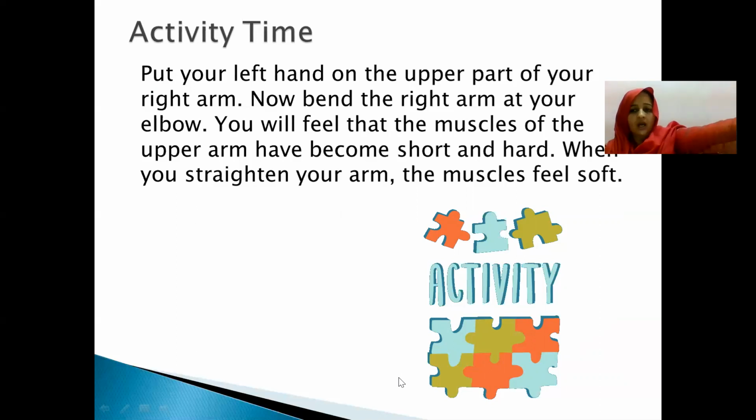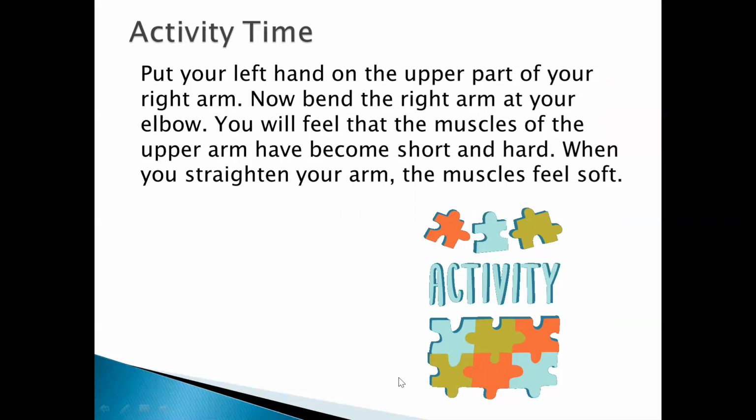This is your arm. This is your upper arm. Put your left hand on your upper arm and bend it in this way. You will feel that your upper arm has become short and hard, and the lower arm becomes straight, long, and soft. This is the bending activity and this is the straightening activity. Do this activity at your home, record its results, and you can give me the feedback.